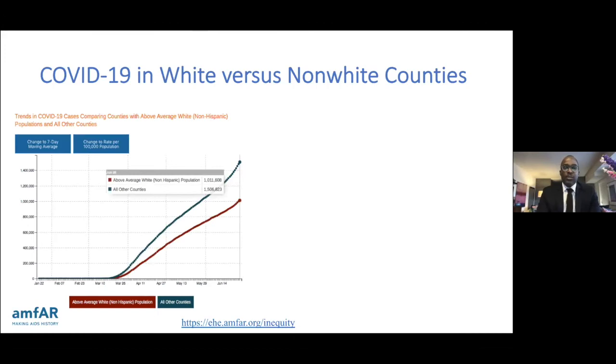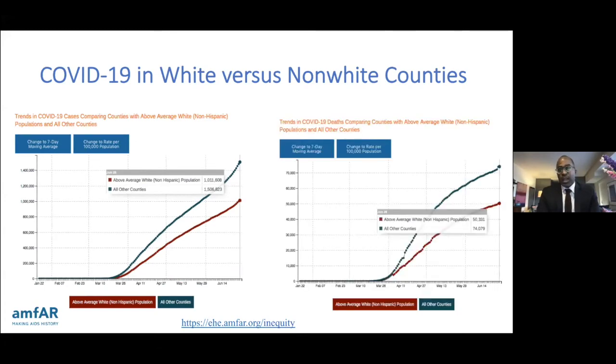And then when you take a look at white counties in the US, these are counties that are at least 67% white, versus all other counties, which are presumably counties that are non-white or have a higher proportion of non-whites. You can see that from the very beginning of the COVID-19 pandemic here in the United States, disproportionately white counties have had fewer cumulative cases for COVID-19. And you see exactly the same pattern when you take a look at COVID-19 deaths, that they are far less likely to have COVID-19 deaths as well compared to non-white counties.